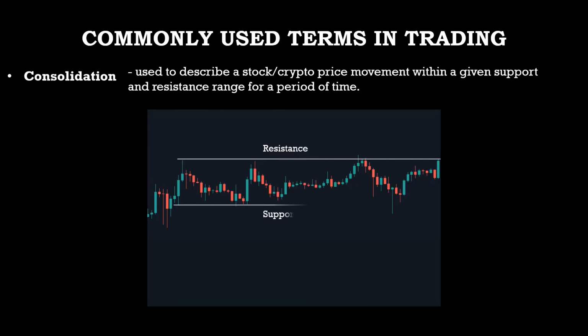Consolidation. It is used to describe a stock or coin's price movement within a given support and resistance range for a period of time. Traders look for support and resistance levels in price charts and then use these levels to make buy and sell decisions.